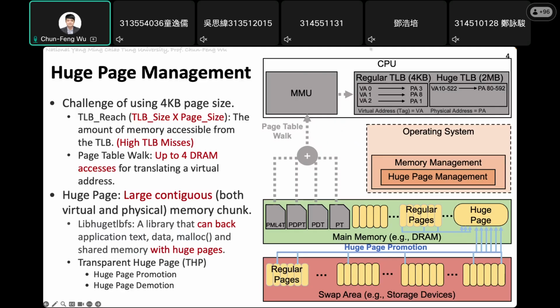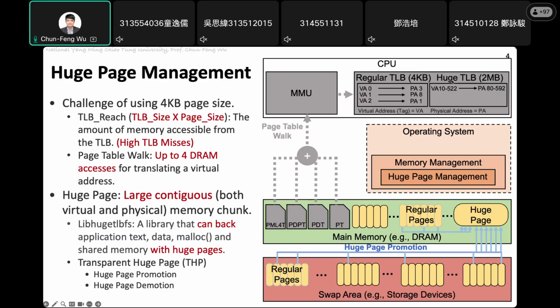Okay. So look at the CPU again, because for this design, software is not enough. We still need some hardware support. Actually, in your CPU, there is another TLB for huge pages. It's called the huge TLB, and the huge TLB is for 2 megabytes. So there should be hardware for you to enable this huge page feature.